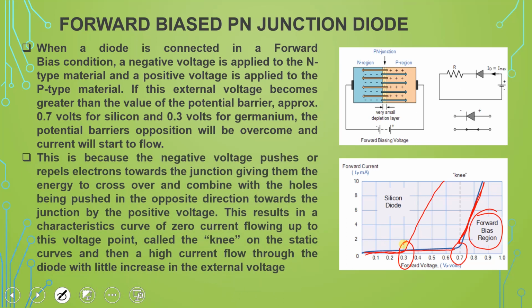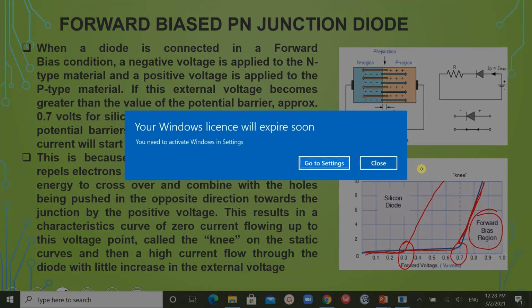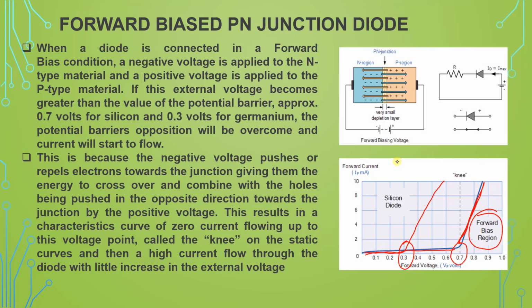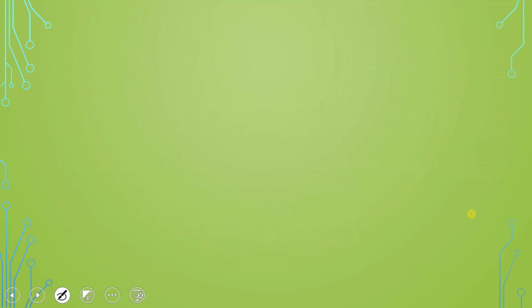This is because the negative voltage pushes or repels electrons towards the junction, giving them the energy to cross over and combine with the holes being pushed in the opposite direction. The electrons are pushing from here and the holes are pushing from here, and because of this the characteristic curve shows zero current up to this voltage point. This is called knee voltage, the point where it starts increasing from 0.7 or 0.3. That voltage is called knee voltage on the static curve. Then a high current flows through the diode with little increase in the external voltage.